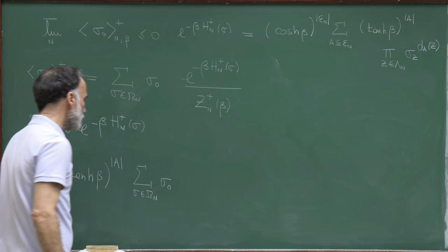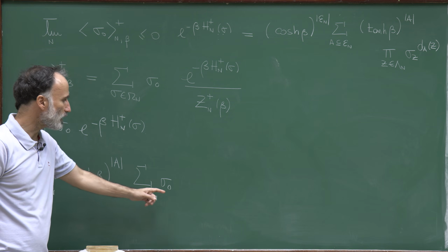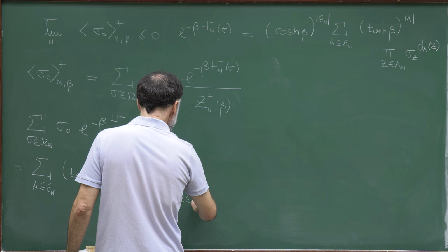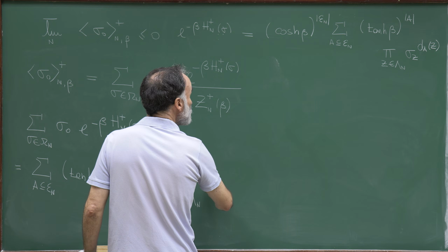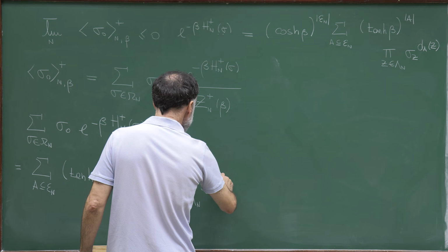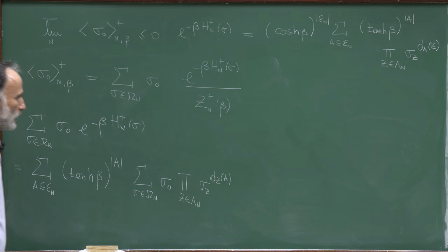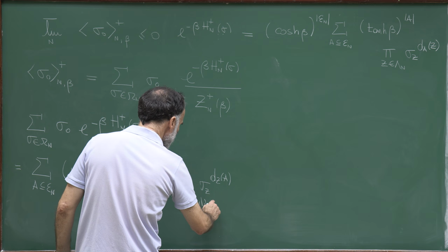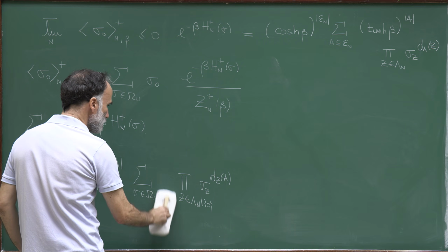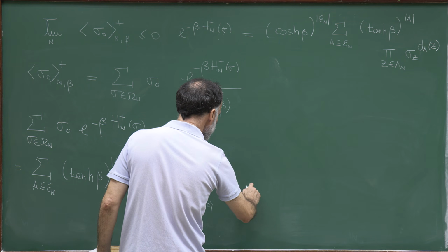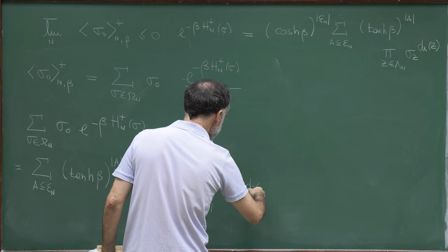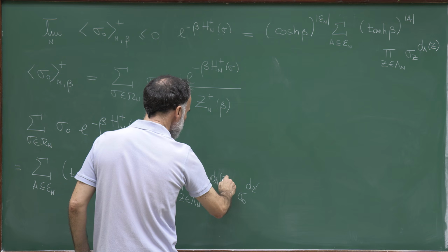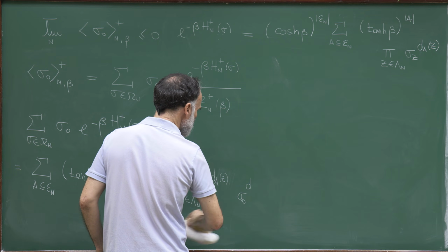The difference with respect to the partition function is that we have this extra factor sigma 0. So we have here sigma 0 times the product over z in lambda n of sigma z to the power dz of A. And of course, once we have this factor, what we will do is write this product as a product outside sigma 0, and then what we get is that sigma 0 will appear with its degree plus 1. So this is dAz, and this is dA0 plus 1.